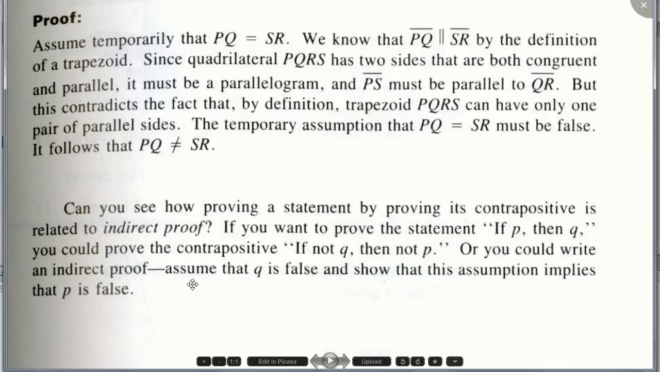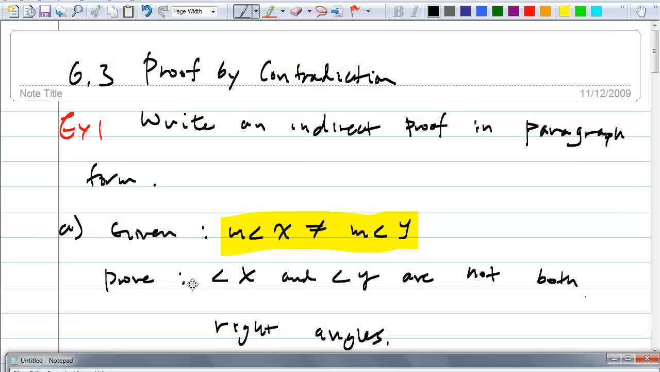Let's do a couple more, okay? Write this down, and I want you to write an indirect proof in paragraph form. Given that the measure of angle x does not equal the measure of angle y, prove that angles x and y are not both right angles. And of course, this is sort of obvious, right? Of course, x doesn't equal y, so they're not both right angles. But this is practice in how to use indirect proof. See if you can do this.